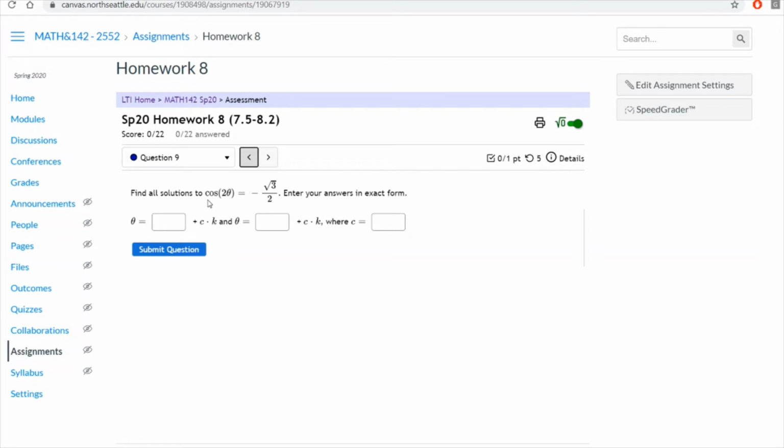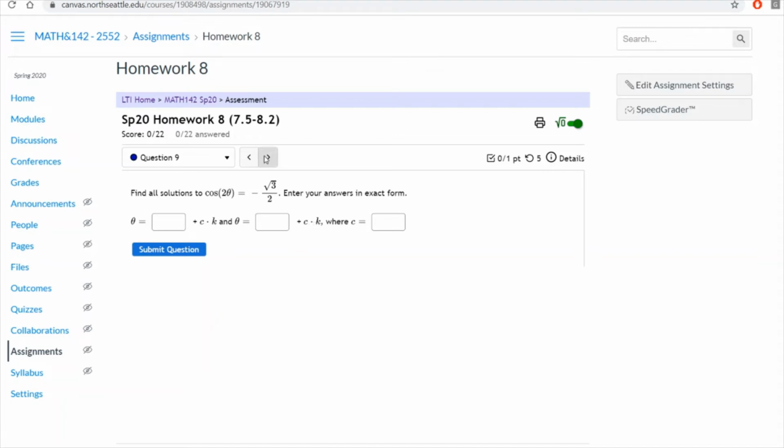So for example, this one you're solving cosine of 2 theta is equal to negative square root of 3 over 2. So you would do that basically just like we did the example that we just did together. And then at the end, you're asked to write your 2 solutions, and then notice it says plus c times k. And then there's an extra box where it says where c is equal to. And so that's where you put whatever the period is. So for example, in the one that we just did, because actually in this one too, right? So this is cosine of 2 theta. So that means that the period's going to be pi. So in this case, you would type in c is equal to pi because you're supposed to add on pi times k.